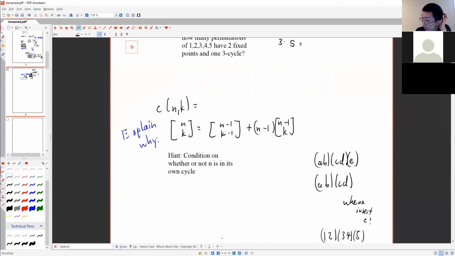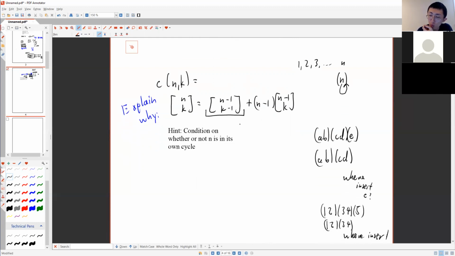So let's say you have a permutation of 1 through n, right? What if n is by itself in its own cycle? So n maps to n under the permutation. Then how many ways can I rearrange the other n-1 numbers into cycles? So now there's k-1 cycles and there's n-1 numbers. So it's the Stirling number of n-1, k-1.